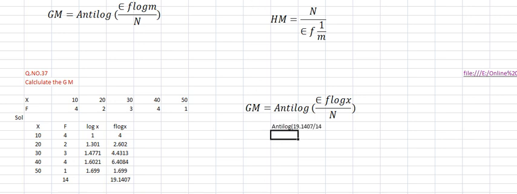So the answer is like this. Antilog of what you have to find? Your antilog of the number comes like this. You have to divide this number, 19.1407, by 14. So you will get the antilog of this number. Antilog of this number you have to find now. Which number? 4 digits we need.